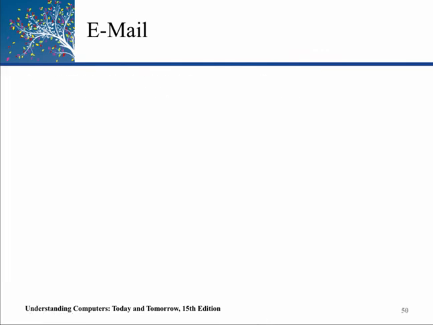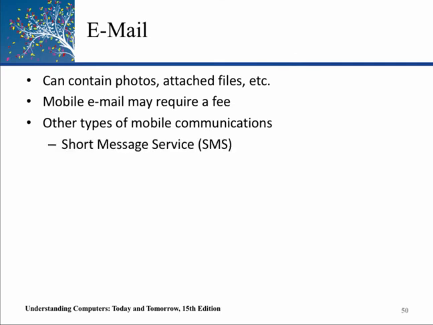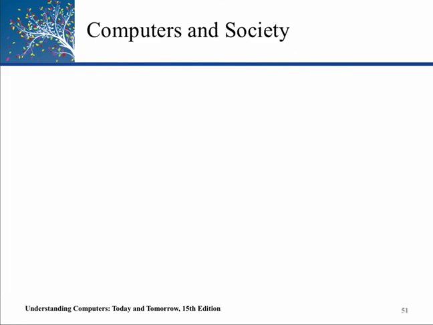And to dig a little deeper, email can have photos and attached files. Some email may require a fee. That's not very common anymore. It may be again in the future. There are other types of small communication. There's SMS and MMS. On most modern phones, you can't tell the difference between these two anymore. The MMS and the SMS are about the same.